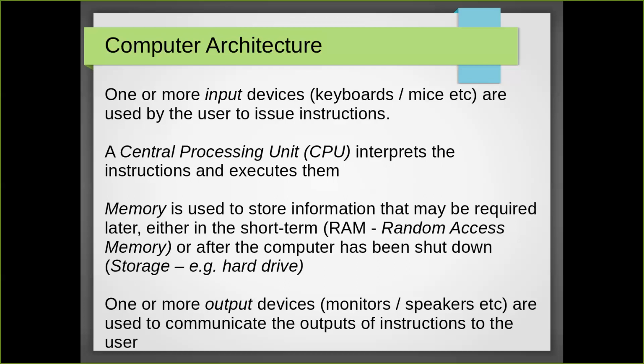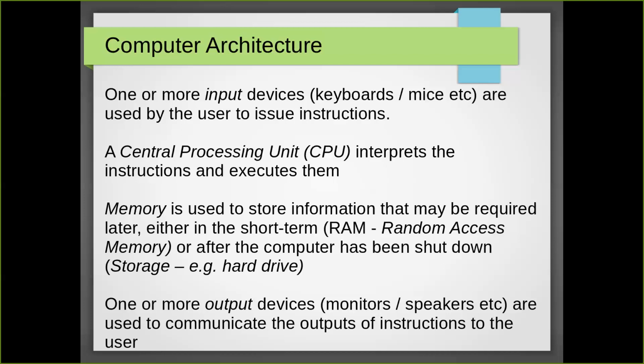We also need memory, and we need memory for two reasons. We need memory in order to store information that may be required later, either in the short term. So for example, we may store a number in memory, or whatever it may be, so we can come back to it in a moment. But then, after the program is run or after we turn our computer off, that disappears from memory. We don't need it anymore. That's stored in RAM, so that's random access memory.